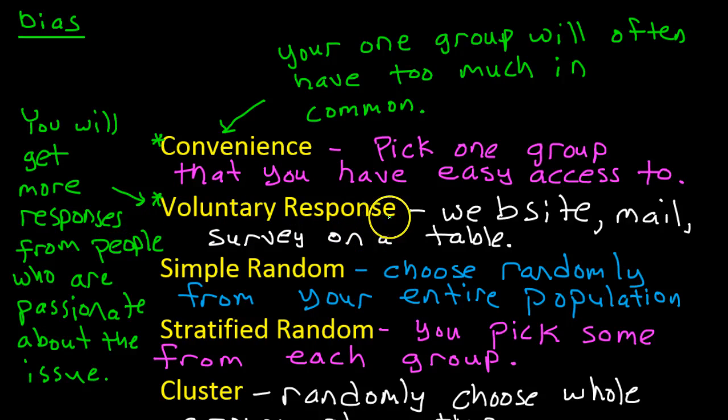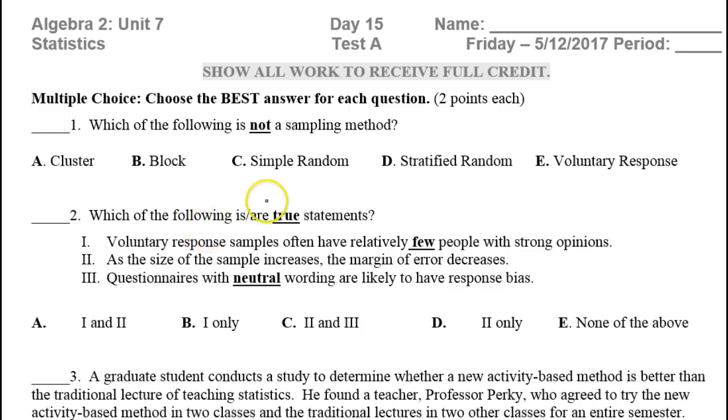So again, voluntary response is biased because you'll get more responses from people who are passionate about the issue, people that are directly affected. Okay, that was a quick review. Okay, a little bit longer than the minute that I said I was going to be able to do it in. I think that was a little ambitious of me. But let's go ahead and get started on these questions.